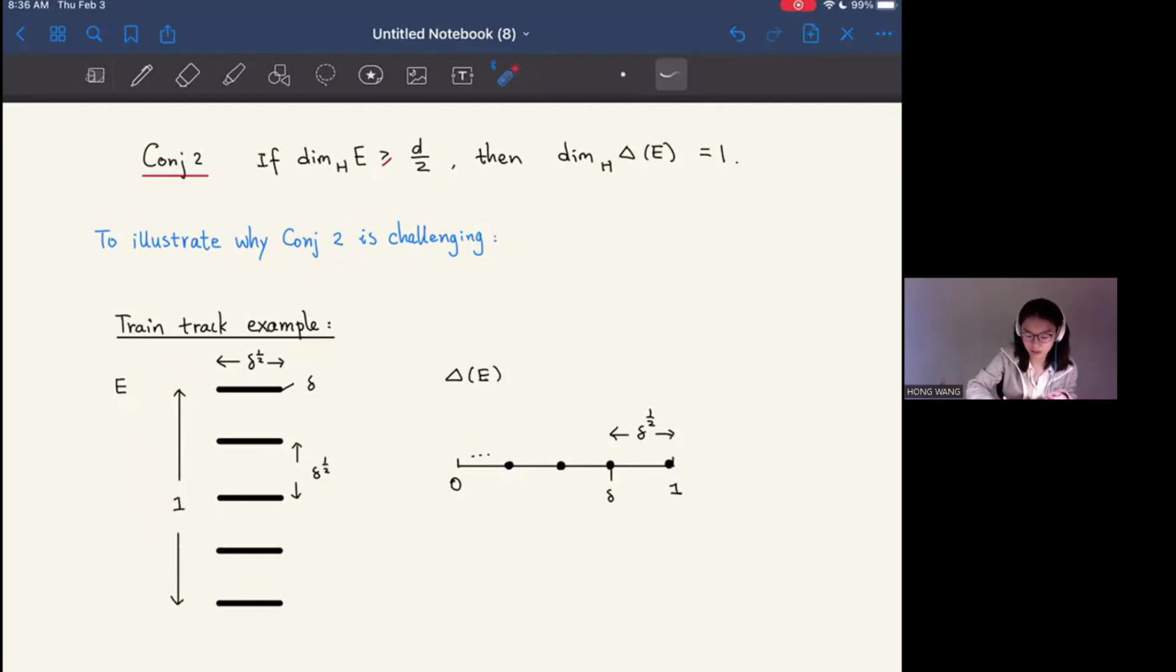Nevertheless, the train track example is one of the main obstacles we need to overcome if we try to study sets of Hausdorff dimension d/2.